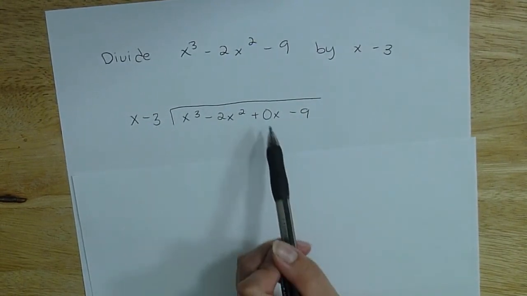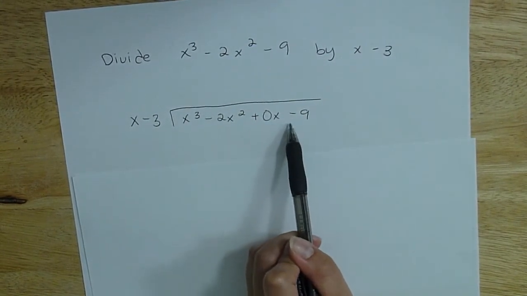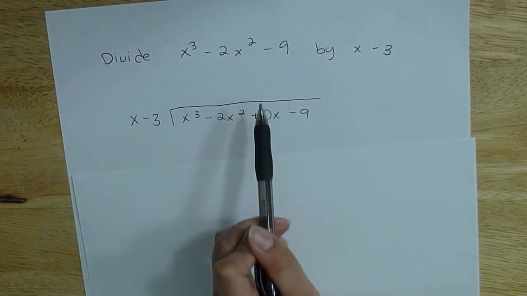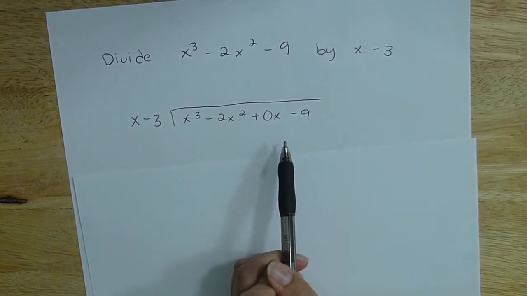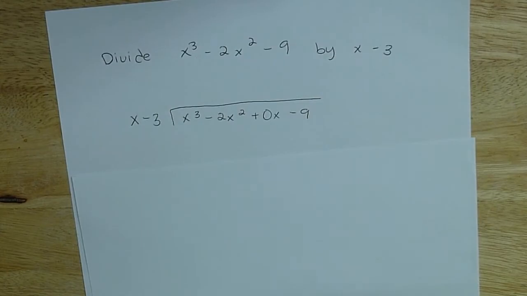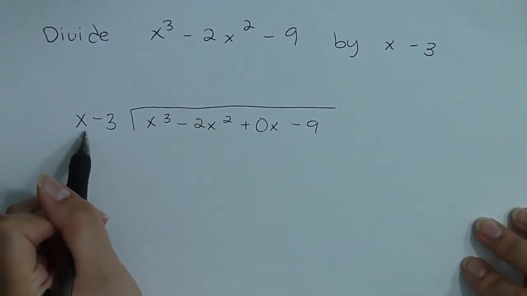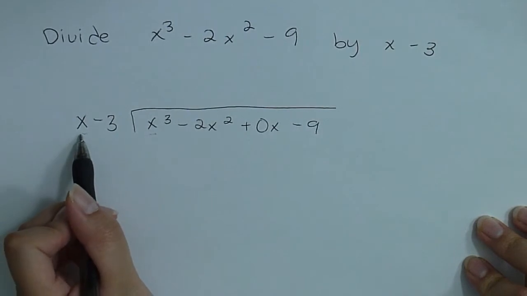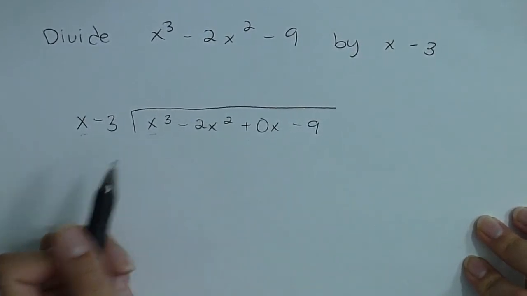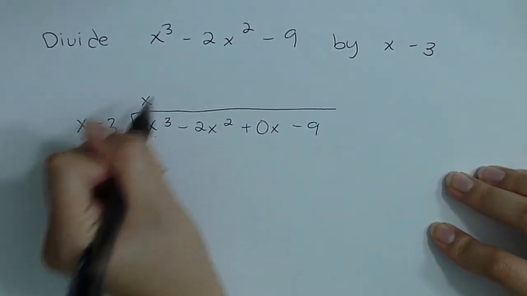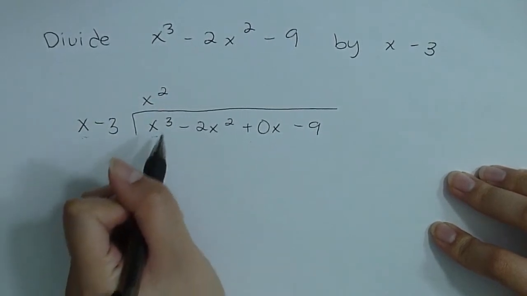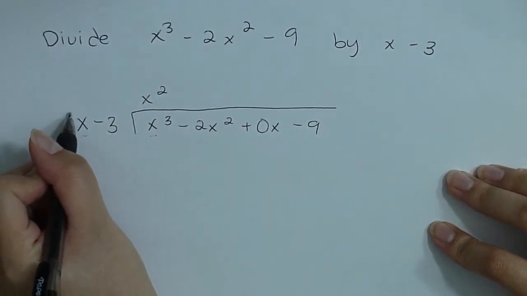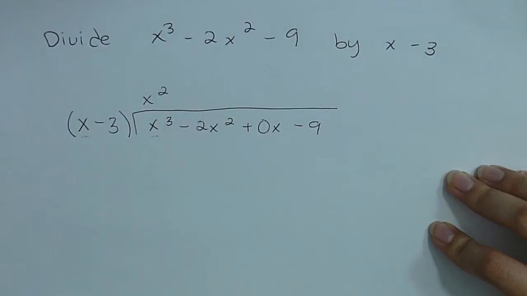And as you can see, I put in a plus 0x because there's no single x term, and we'll keep that in there for now so that it won't be a problem later. To start this, you have to focus on this and this. How many times x will give you x cubed? It has to be x squared, so you will multiply x squared by x minus 3.